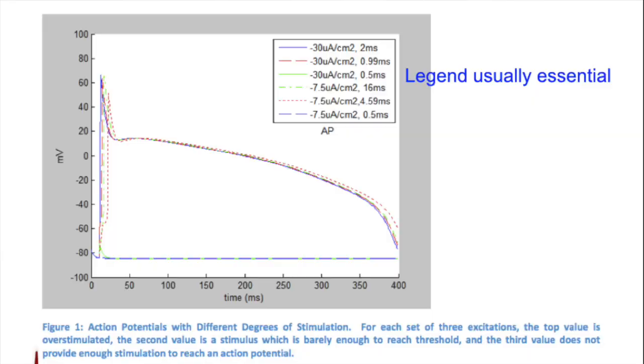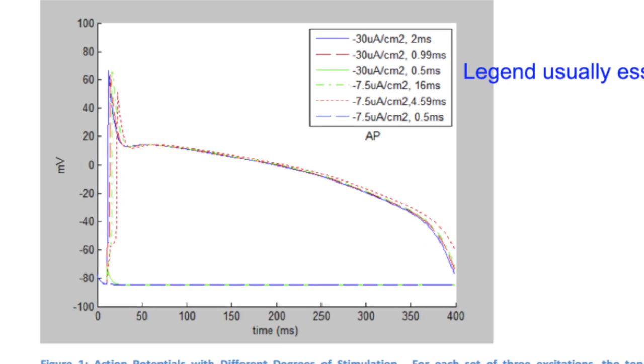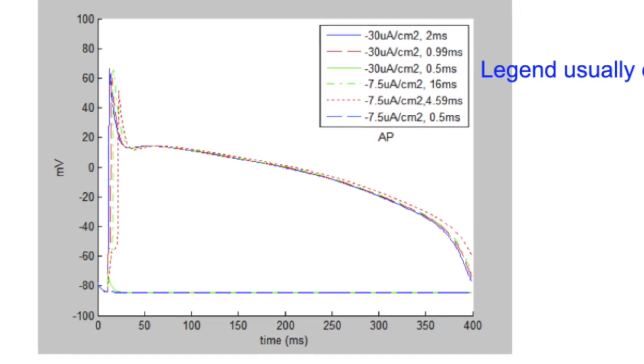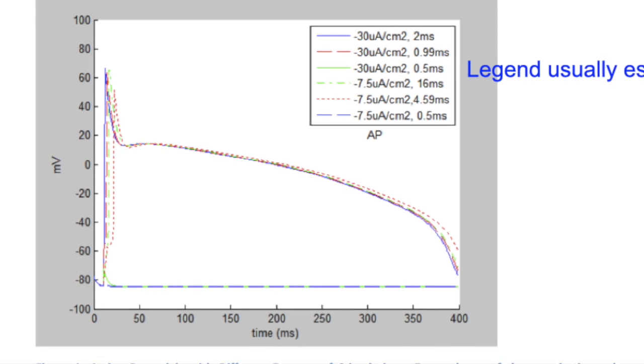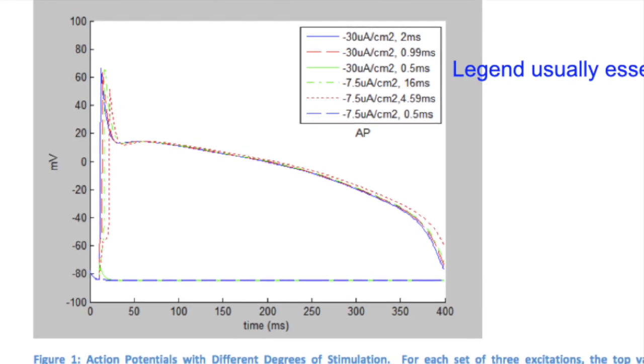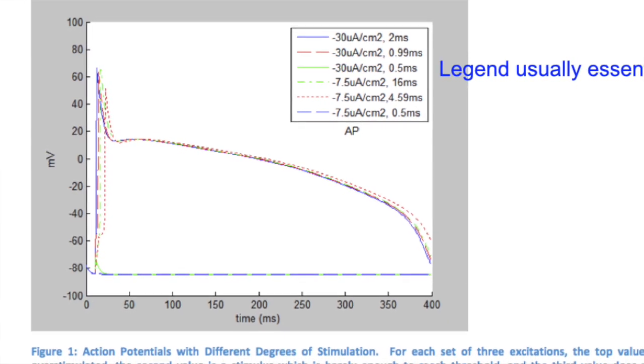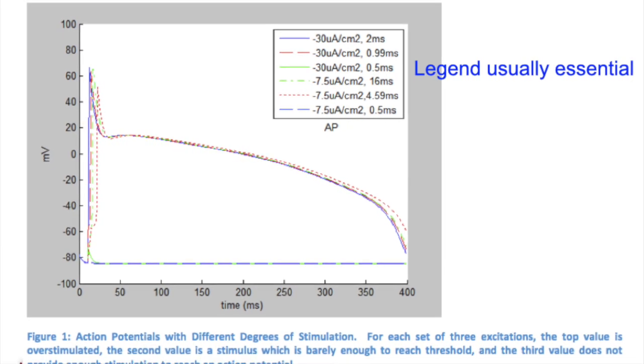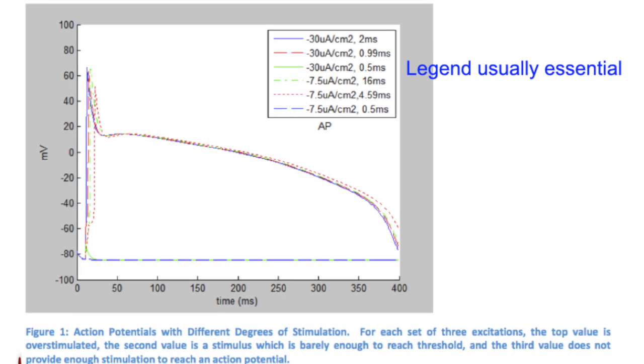In a case like this with multiple action potentials, the legend is absolutely crucial. That really tells the reader what the difference is among the different plots, and that obviously is essential. This one you can see has a much longer caption. The title is more extensive, action potentials with different degrees of stimulation. That's a really informative title. So try for informative titles, enough detail in the caption to convey to the reader what's going on.